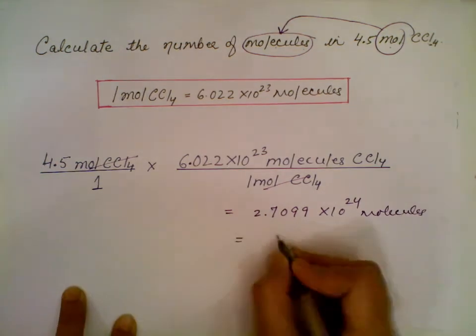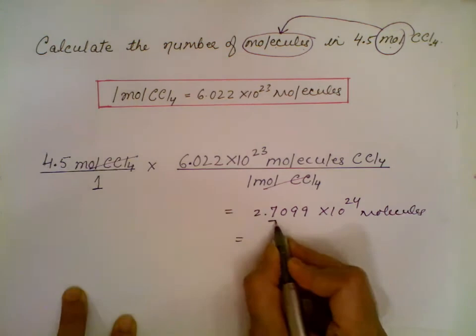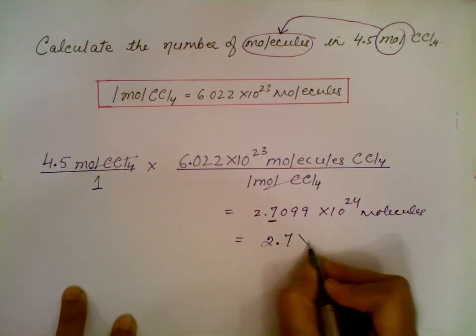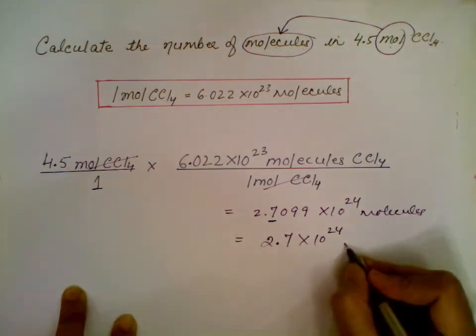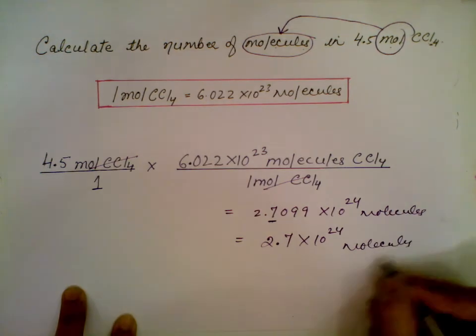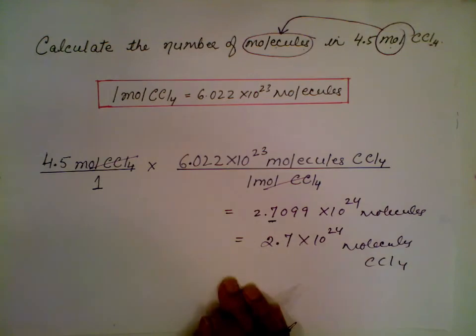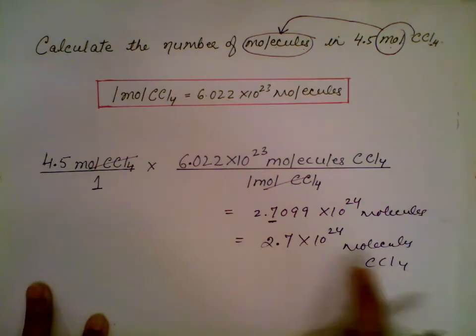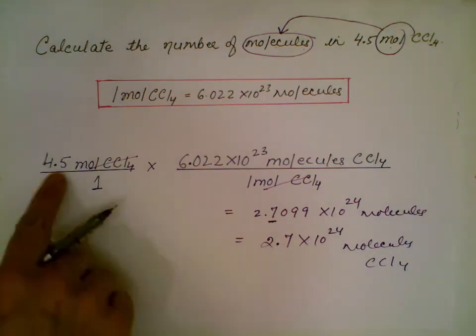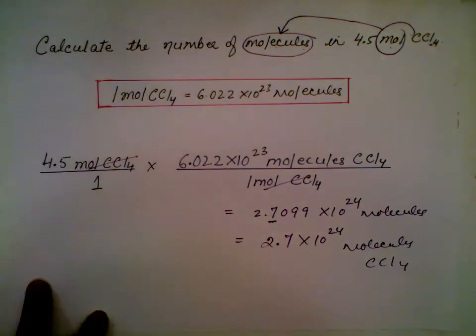Okay, 1, 2, right here for sig figs. That's where you round off. All right, so once again, for sig figs in these problems, your final answer should reflect the same number of sig figs as in your given.